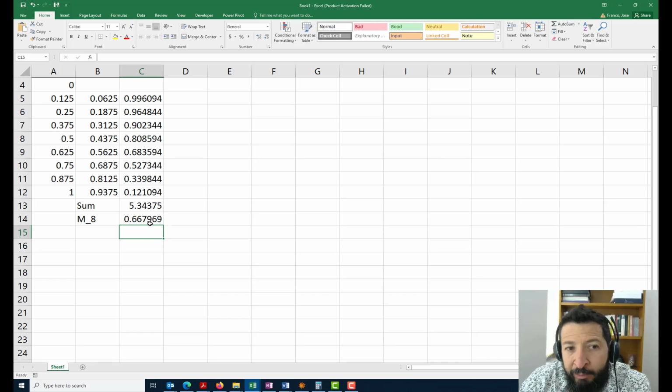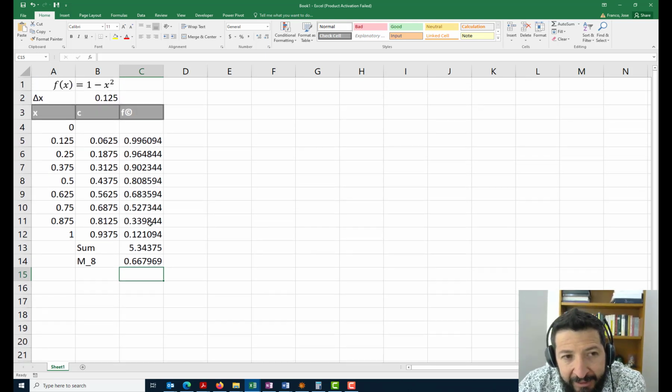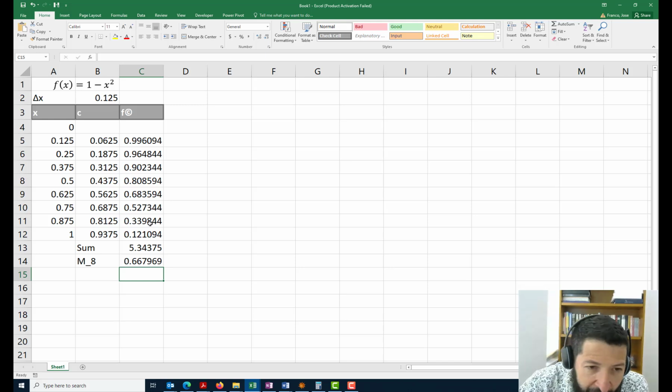And that gives me 0.6679 something. Remember that the one that we computed exactly was 0.6666 periodic. So in this case, we have accurately approximated to the second decimal. So that's how you do it with Excel.